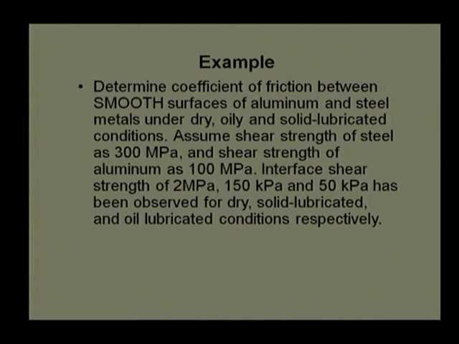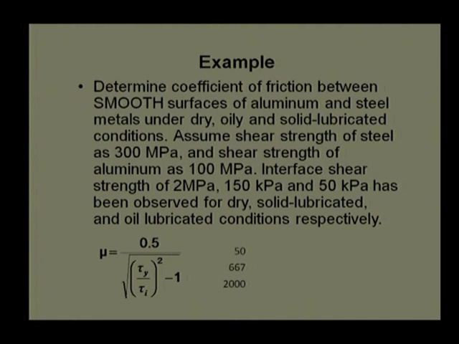So, we can utilize the formula which we derived in a previous lecture: mu due to adhesion or junction growth is equal to 0.5 divided by the square root of the ratio of the shear strength of the weaker material to the shear strength of the interface. As we discussed in the previous lecture, this ratio decides the coefficient of friction. It is not the absolute material shear strength which decides, but the ratio of interface shear strength to bulk shear strength of the material that is going to decide the overall coefficient of friction due to junction growth.